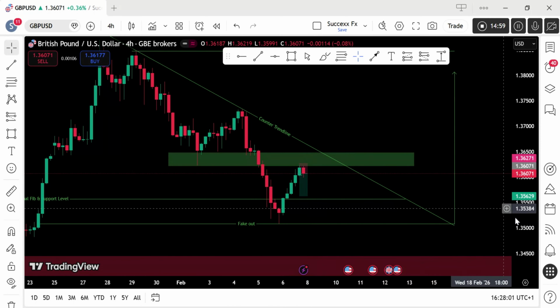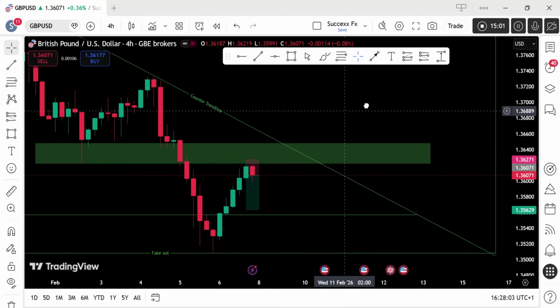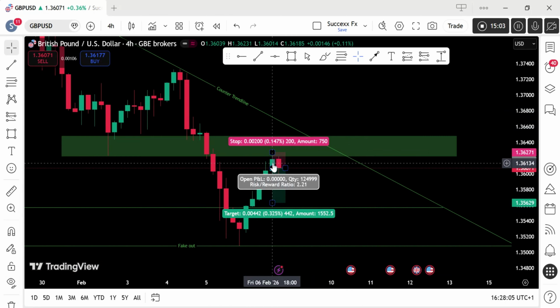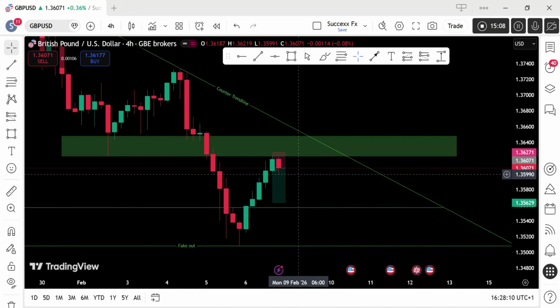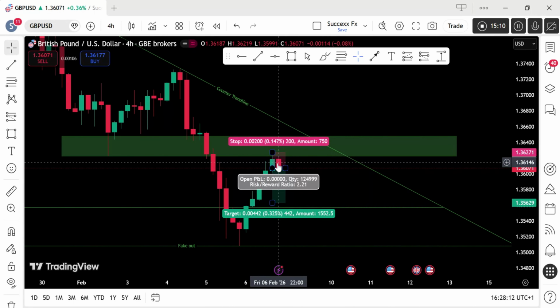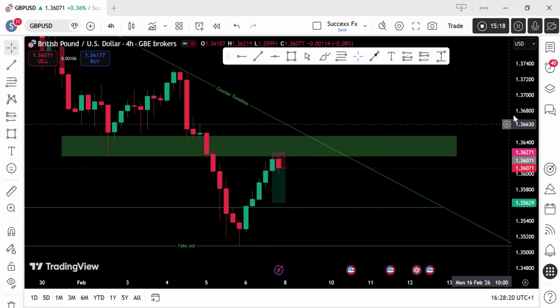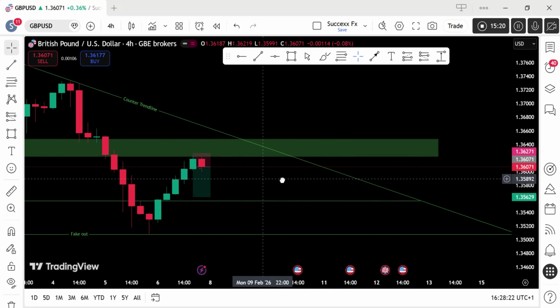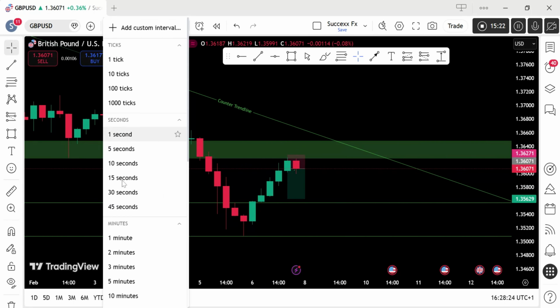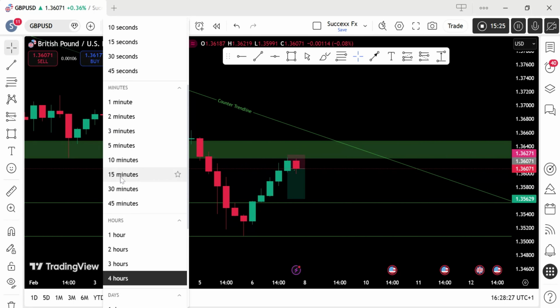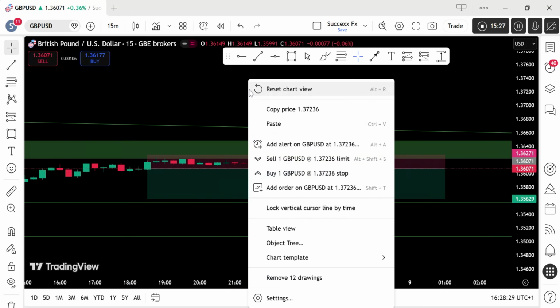All right. But we're not just gonna get in like that. We're waiting for this bearish candle to engulf this bullish candle here. We want to see this bearish candle close below this green candle, and then we can probably scale down to the 15 minutes time frame.